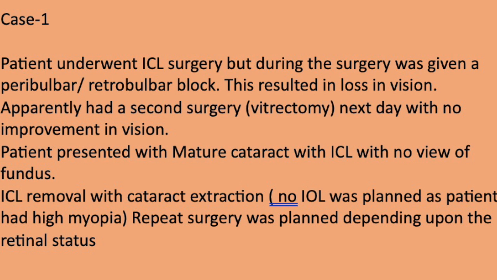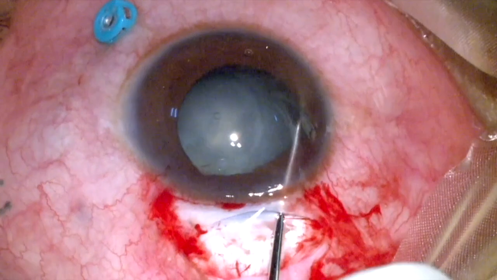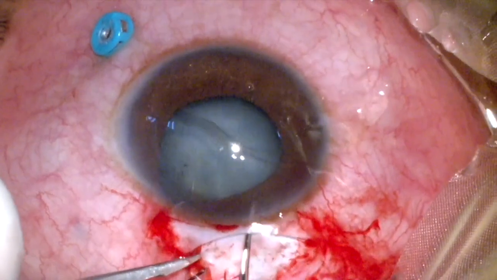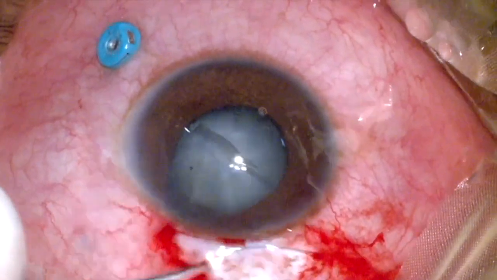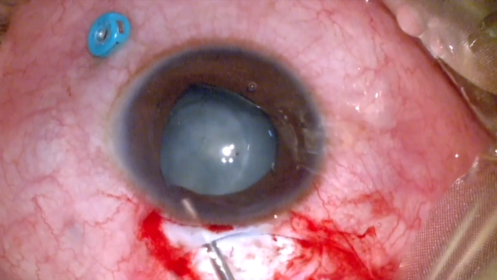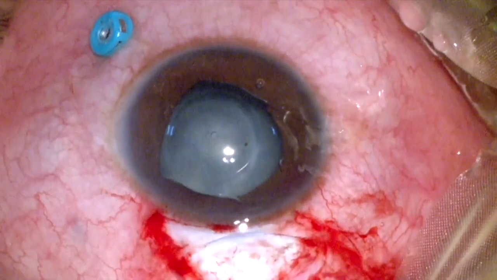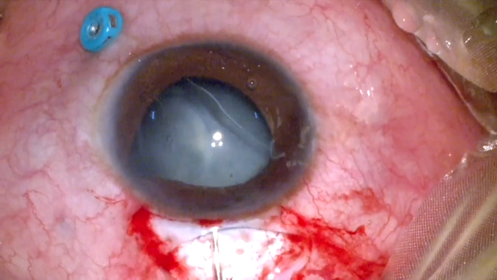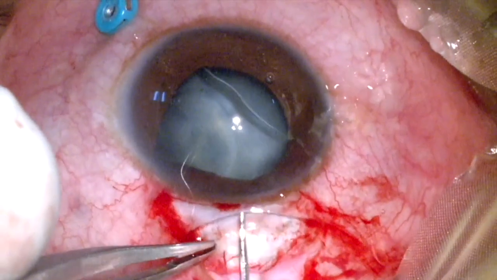Patient presented with mature cataract with history of silicone oil in the eye and no view of the fundus. This is how the patient presented with a mature cataract and the ICL. My first procedure was to remove the ICL. So I oriented the ICL in such a way that I could remove it from the limbal incision.